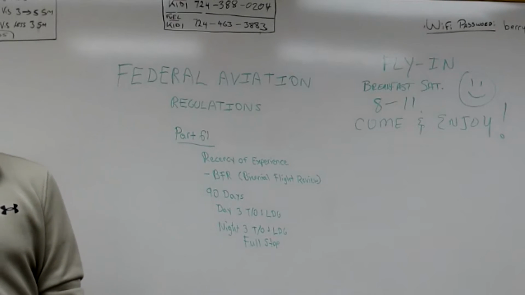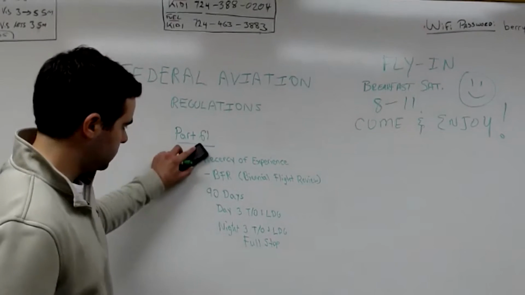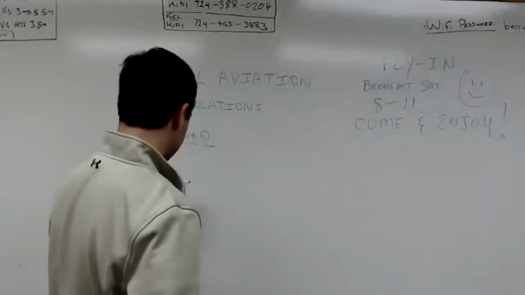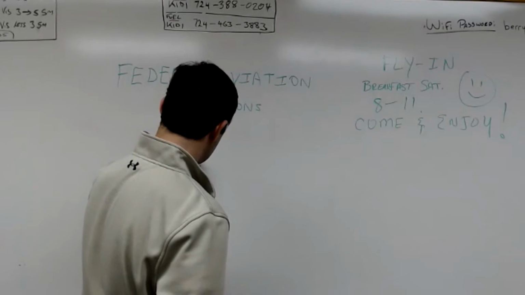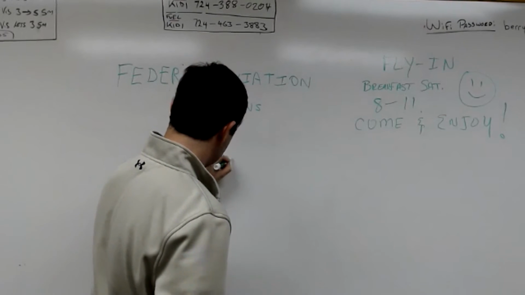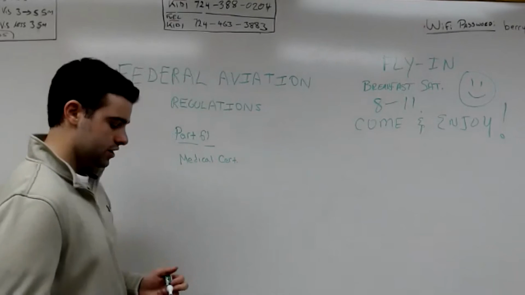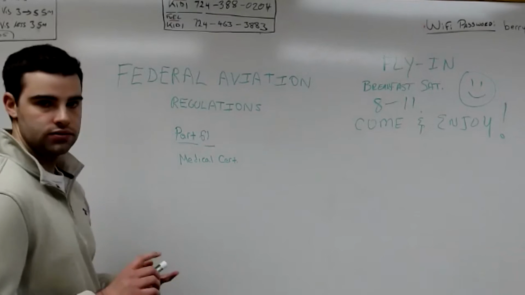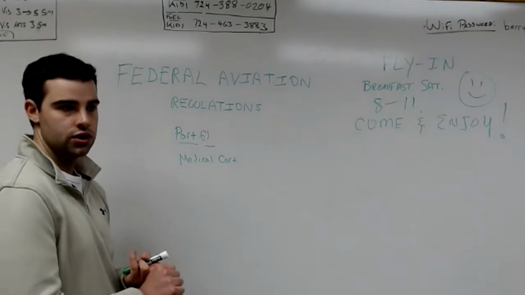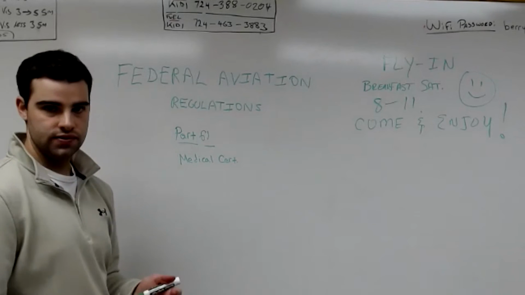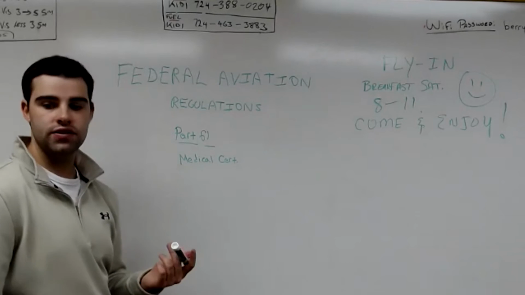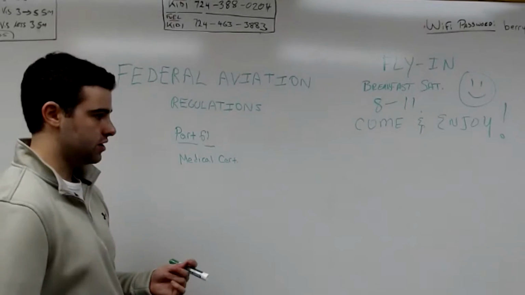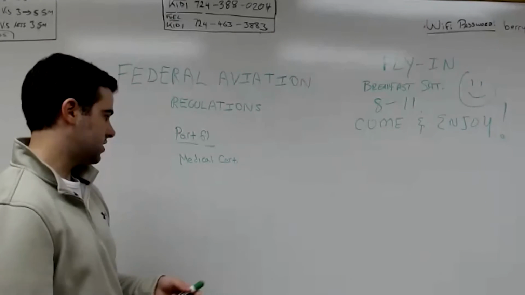So let's see. Another part of 61, we'll talk about the medical certificate. All right, so your medical certificate. To be able to act as PIC, pilot in command of an airplane, you have to have a valid photo ID, your student pilot certificate, a logbook endorsement, and then your medical certificate. But let's say that you have your private pilot's license. You don't need your logbook endorsement, obviously. You can just have your photo ID, your pilot certificate, and then your medical.